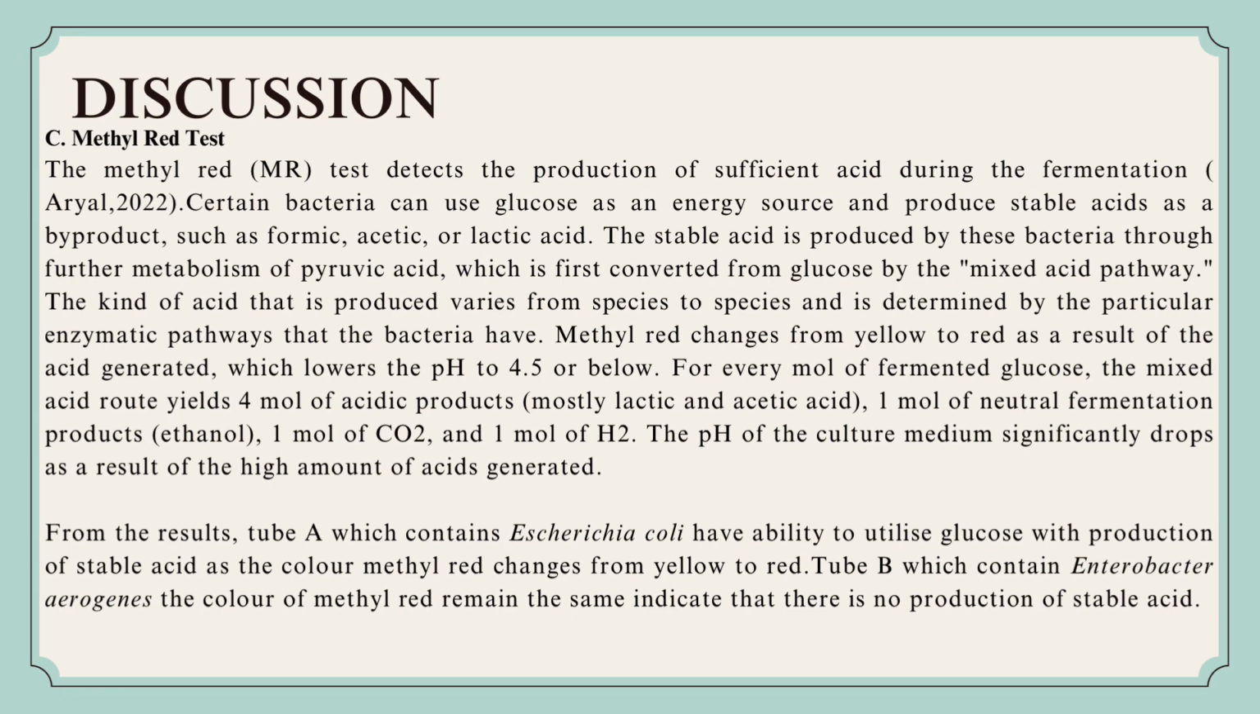For every mole of fermented glucose, the mixed acid route yields 4 moles of acidic products, 1 mole of neutral fermentation products, 1 mole of CO2, and 1 mole of H2. The pH of the culture medium significantly drops as a result of the high amount of acids generated. From the results, tube A, which contains Escherichia coli, has the ability to utilize glucose with production of stable acid, as the color of methyl red changes from yellow to red. In tube B, which contains Enterobacter aerogenes, the color of methyl red remains the same, indicating that there is no production of stable acid.